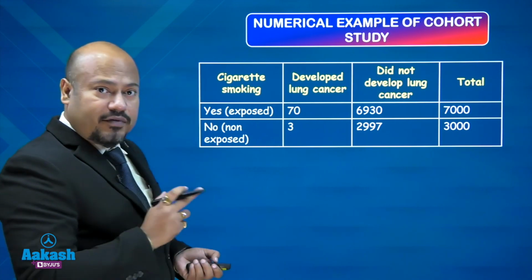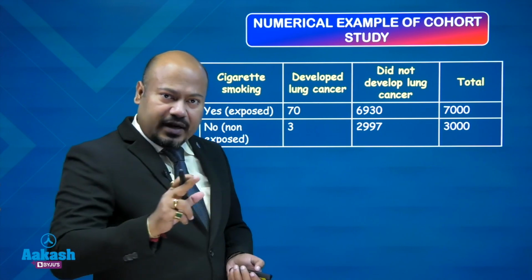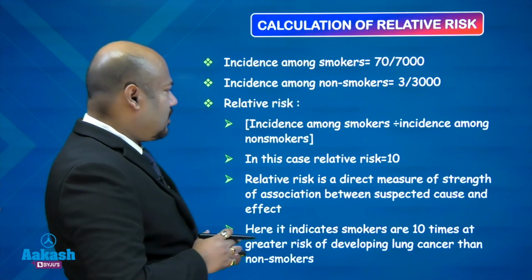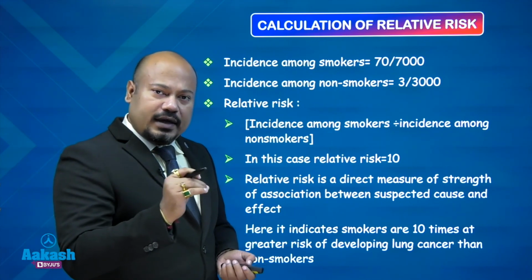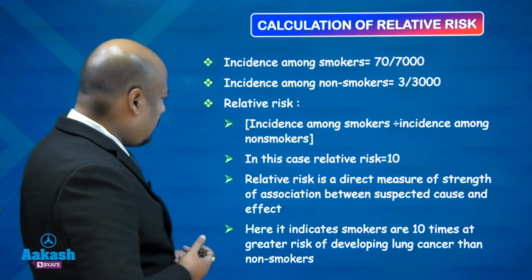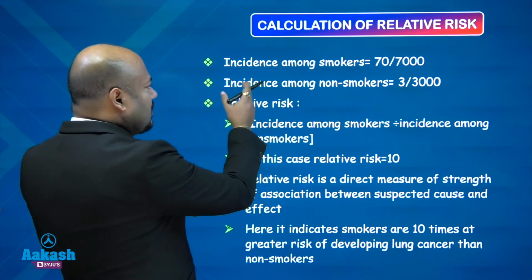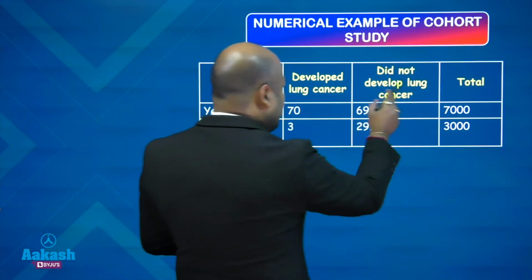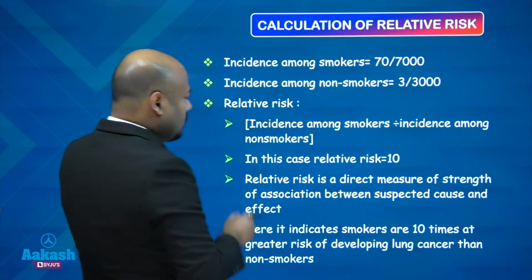So what will be the relative risk? Relative risk definition is incidence among the exposed divided by incidence among non-exposed. So usually we calculate it as a ratio. So here the relative risk is how much? 10. Incidence among smokers is how much? 70 by 7,000. Incidence among non-smokers will be 3 by 3,000. So relative risk is 10.